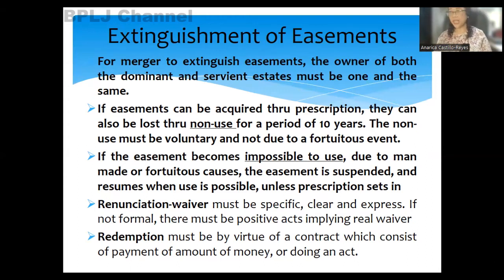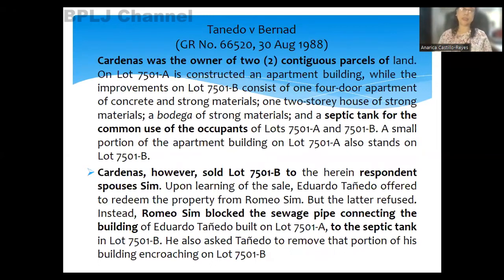Okay? Renunciation, that is a waiver on the part of the owner of the dominant estate. It must be express and clear. And redemption, it must be by virtue of a contract which consists of payment of an amount of money or doing of an act. Okay?